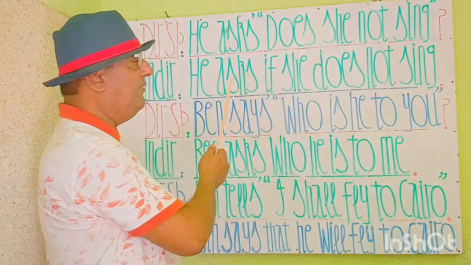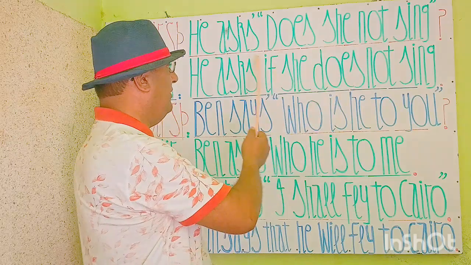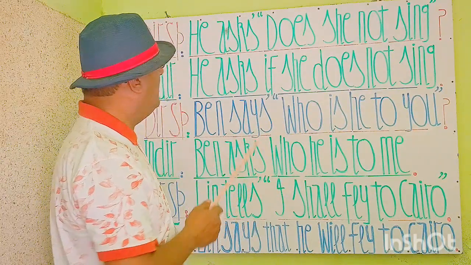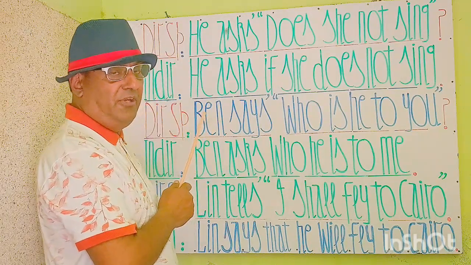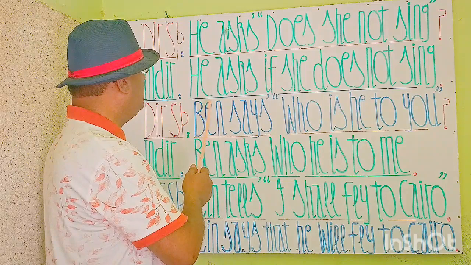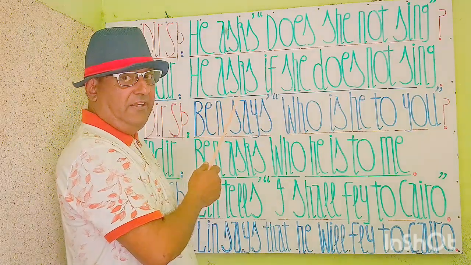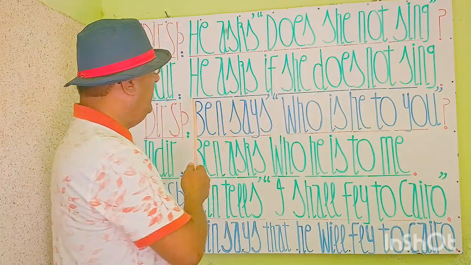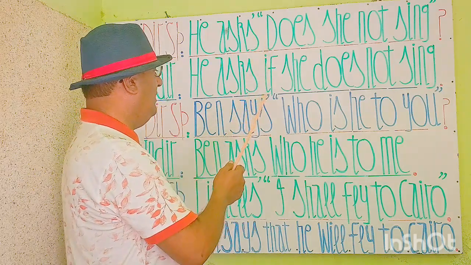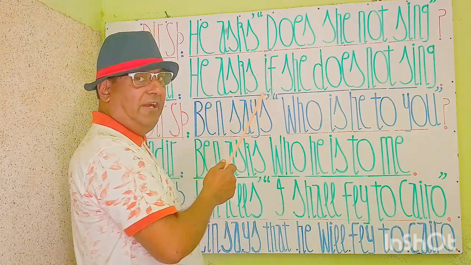Let's see the change, and it's going to change to indirect speech. You see, my students. He asks. We will write here the first part: He asks. Then approaching the commas, we will remove the commas and we will write if.